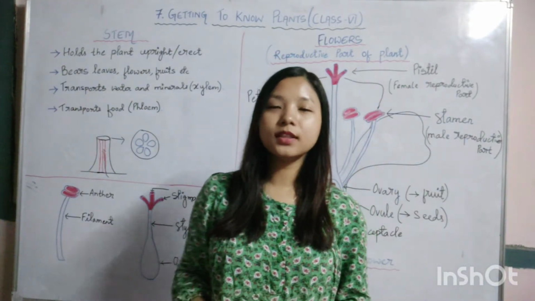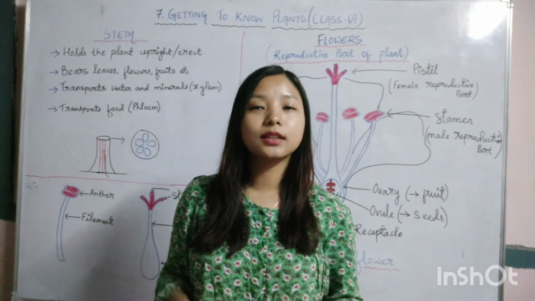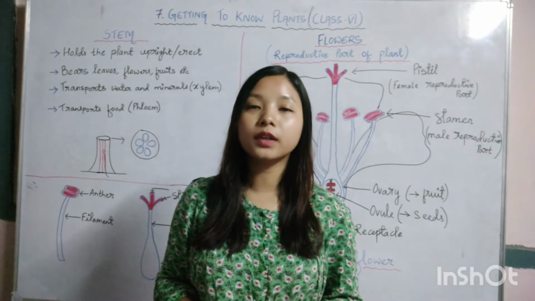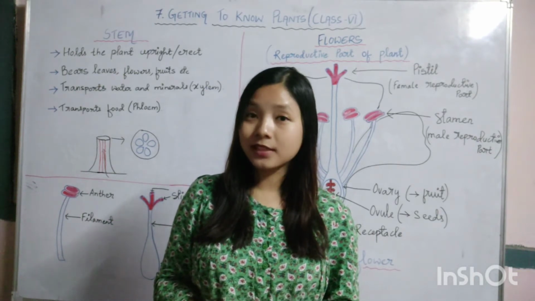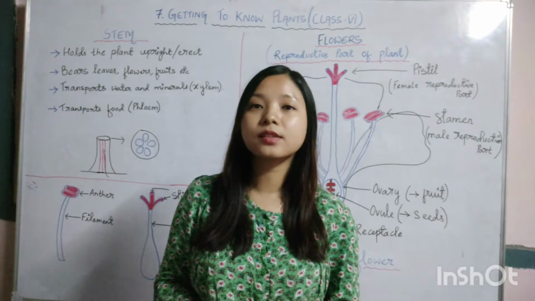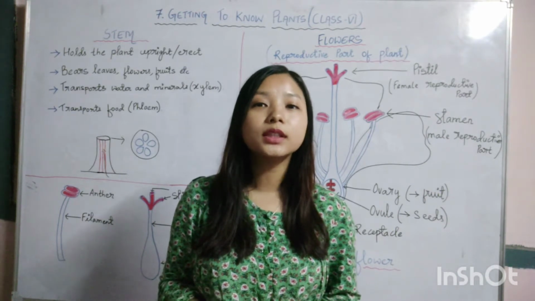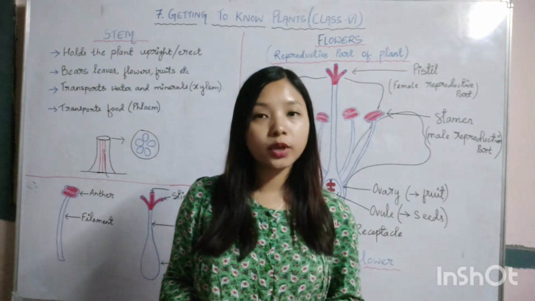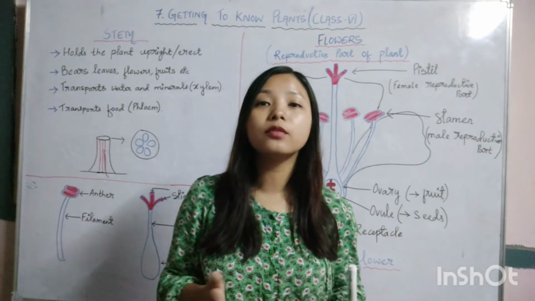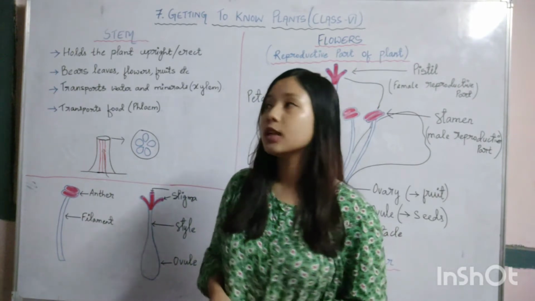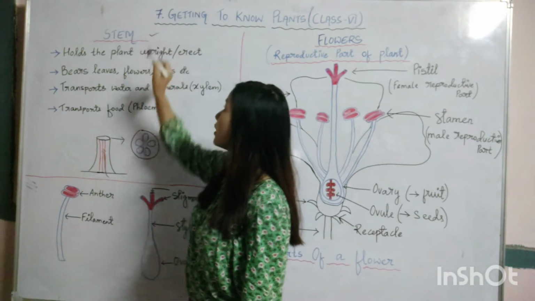Good morning everyone. So today we are going to see the third video of our 7th chapter of class 6 science textbook, that is Getting to Know the Plants. In this video we are going to discuss the stem and flowers of a plant. First we will see the stem.